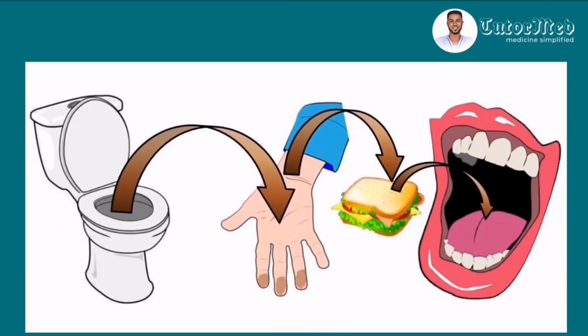Now, how is the disease transmitted? How did our little girl get infected? The transmission is fecal-oral, meaning we get it when the feces of an infected individual or a chronic carrier contaminates anything we take by mouth, which can be food or water.